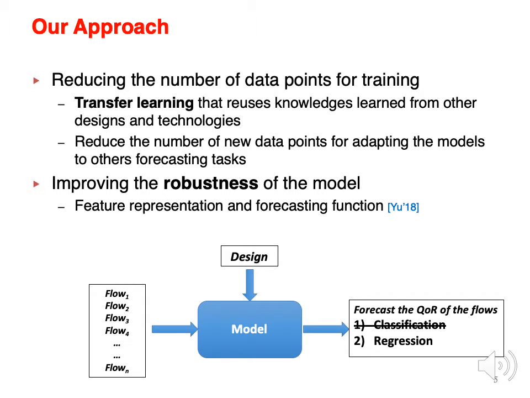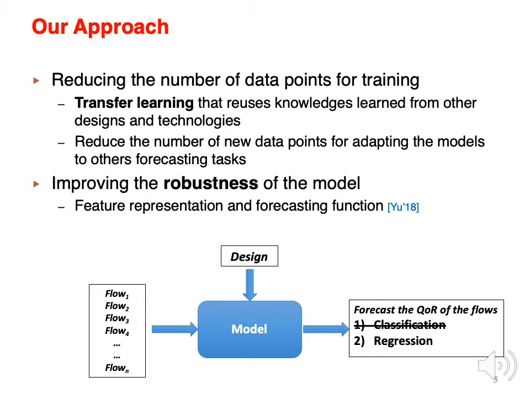First, we aim to develop a machine learning based system that will significantly reduce the number of training data for adapting the model from one design to another or from one technology node to another. This will significantly reduce the computation efforts in both data collection and training process. Specifically, we propose to leverage transfer learning, which is a technique that enables reusing the knowledge learned from the previous training process for a different but similar machine learning task.